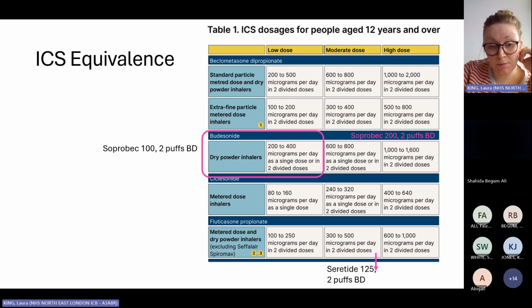So this is just Symbicort, and we can talk about just Symbicort in this because that's the licensed inhaler for young people. That said, though, I'm not familiar with the others because obviously we don't use them in young people, but if they sit in this table, you could obviously apply that. So for example, you've got here a dry powder inhaler, 200 to 400 micrograms per day, so i.e. 1 or 2 puffs of a Symbicort 200, for example. 100, sorry, would be equivalent of a Soprobec 100, 2 puffs BD, and it kind of all applies.